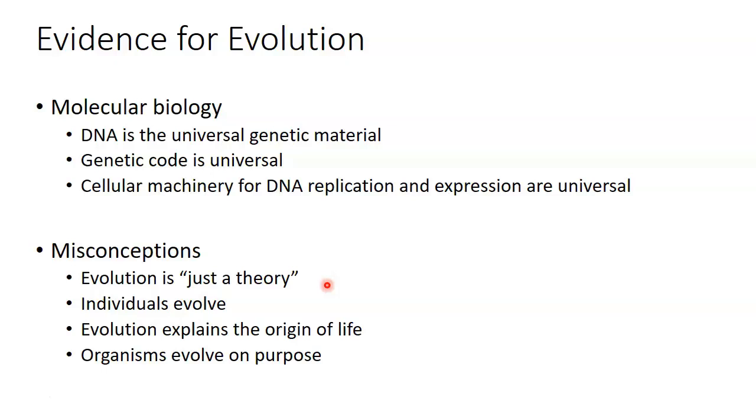The second thing is sometimes students will think that individuals evolve. You are not evolving right now. Populations evolve. So evolution happens at the level of populations.